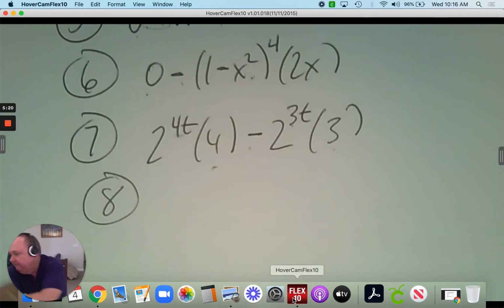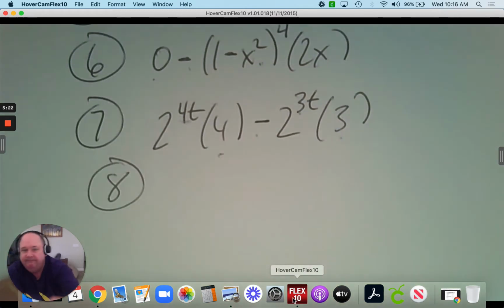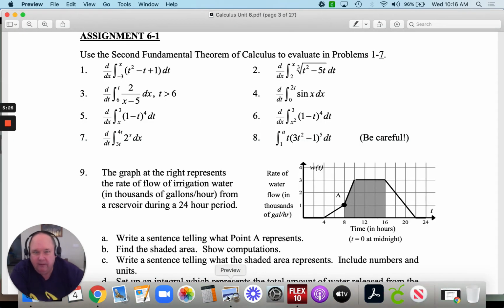8. In number 8, again, be careful. Here we have the bottom, subtract the top. So it goes from 1 to A.